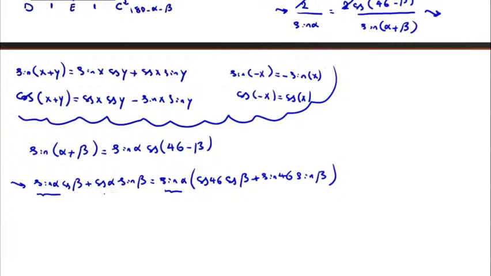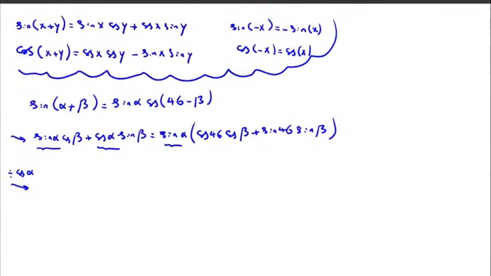Look, we have sine alpha here, we have cos alpha, because we were working on, for example, beta tangent beta. Let's divide both sides by cos alpha. Can it be 0? No. Because if you consider the unit circle, cos alpha at 0 and 180 is 0, and alpha is between 0 and 180, so it cannot be exactly 0 or 180. If you divide by cos alpha, it will be tangent alpha cos beta plus sine beta equal to tangent alpha cos 46 cos beta plus sine 46 sine beta.